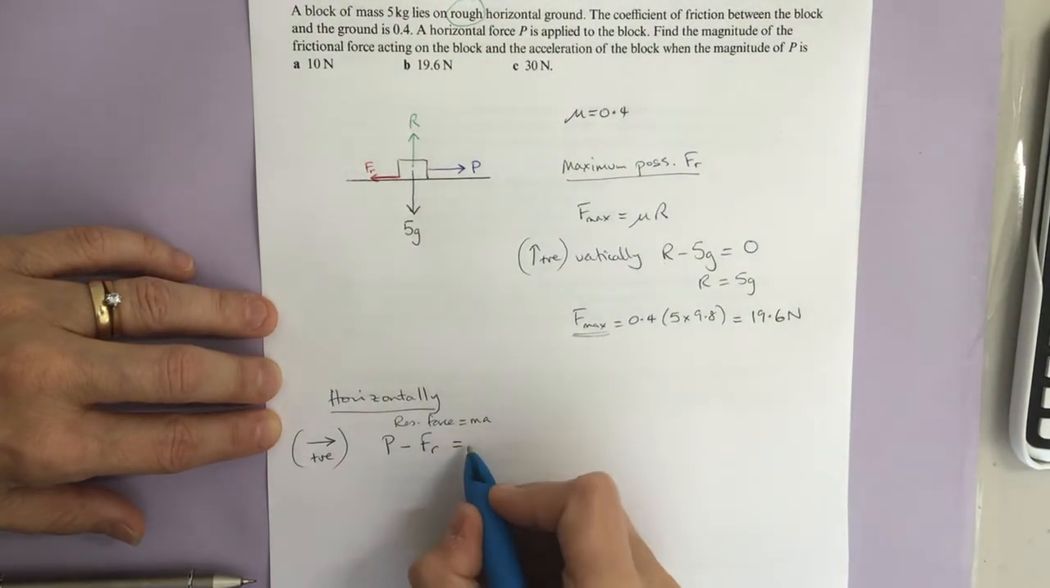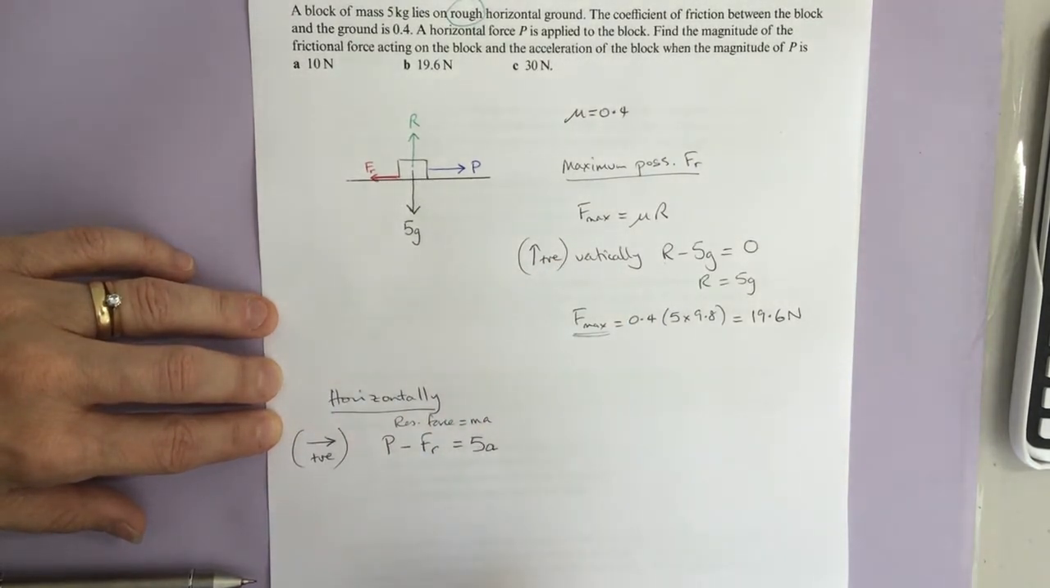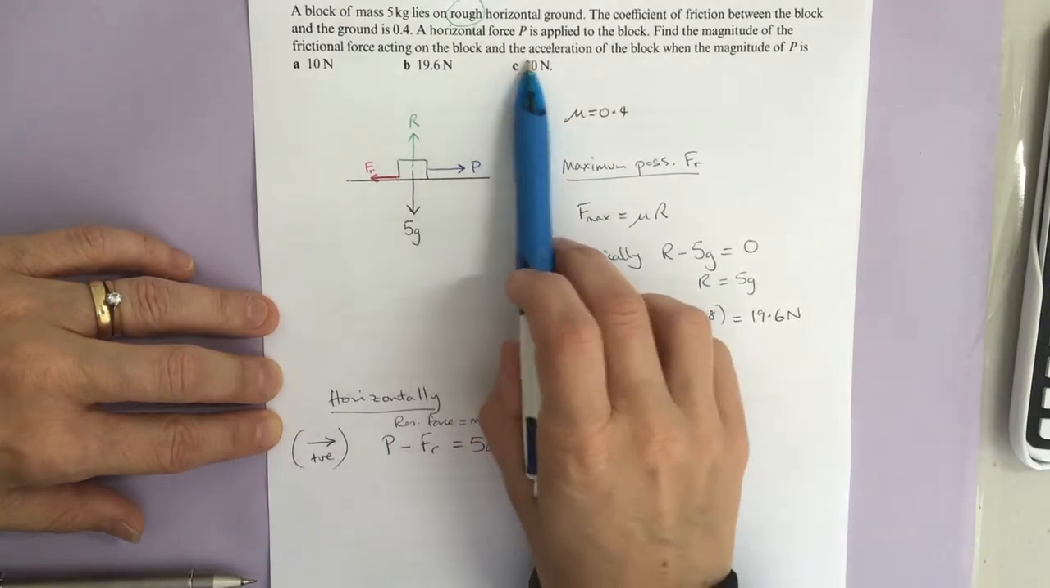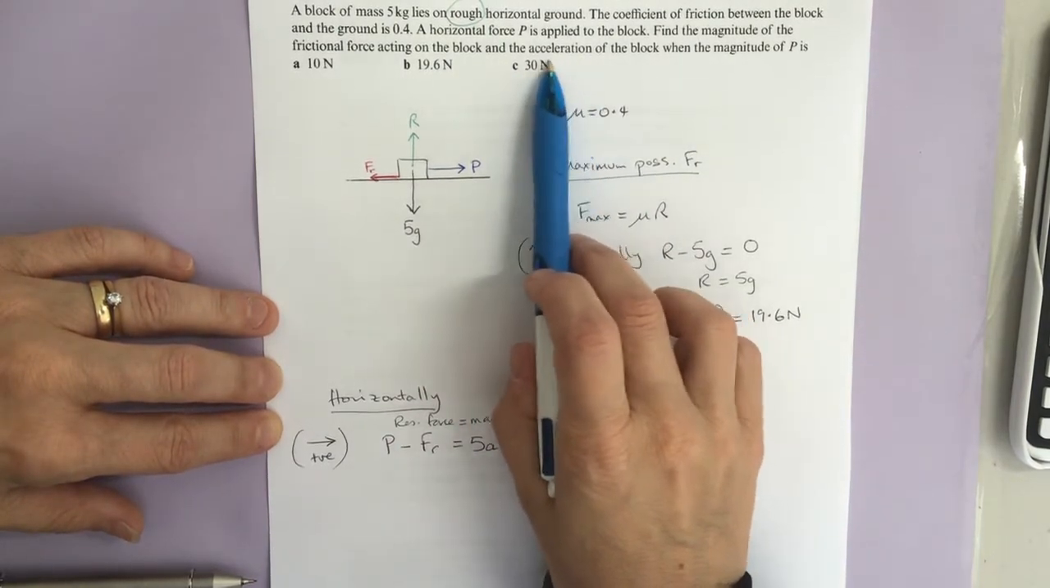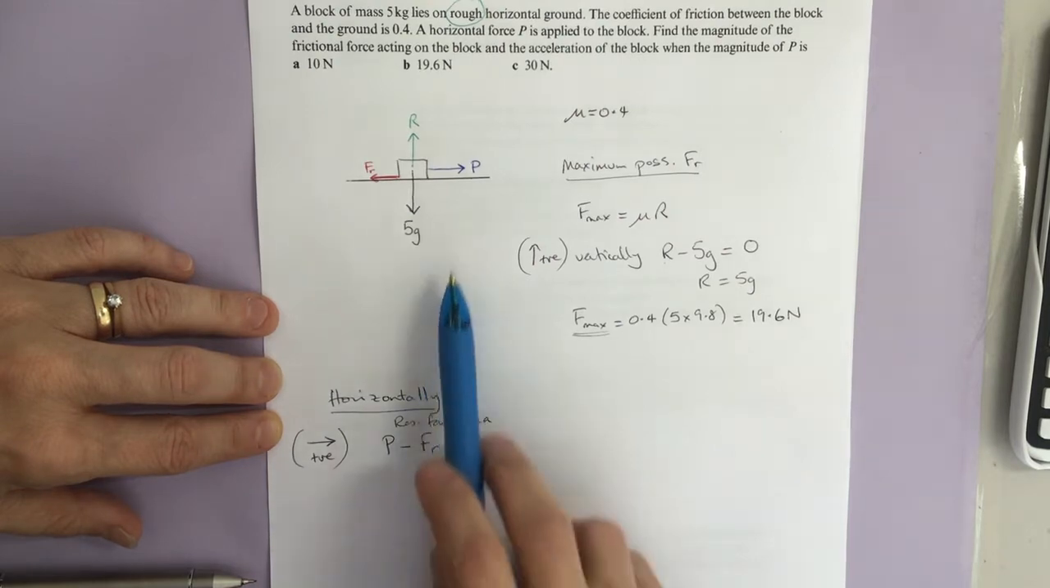So P minus FR is going to be equal to 5, the mass, times the acceleration. Okay, so that's our first thing to look at here. This is going to help us find the acceleration in each of these situations. But we need to know what this friction is, because this is only going to be 19.6 if that's what's needed. So let's have a look here.